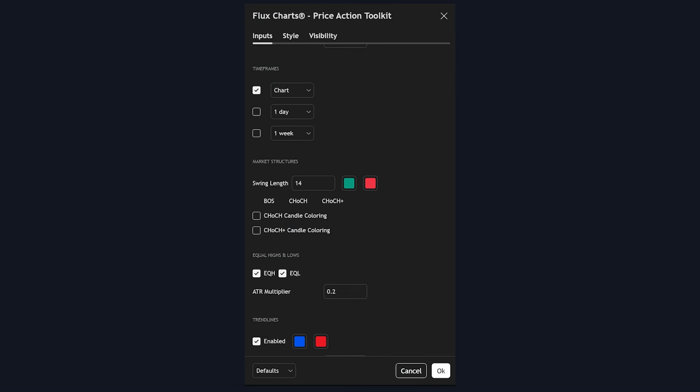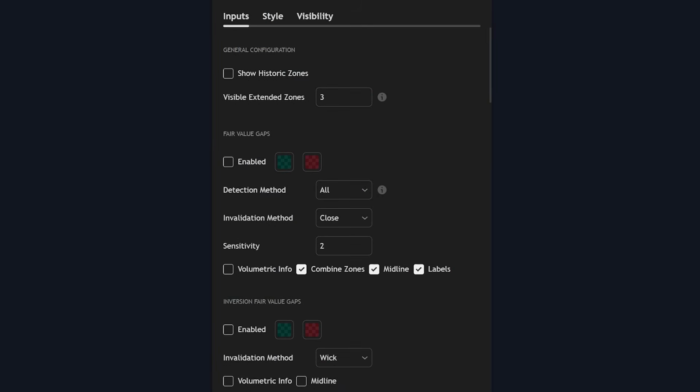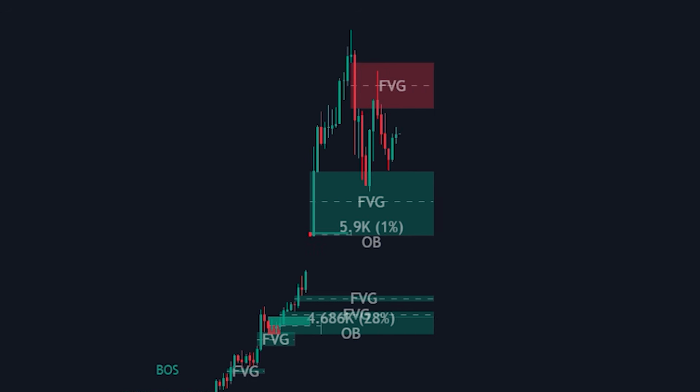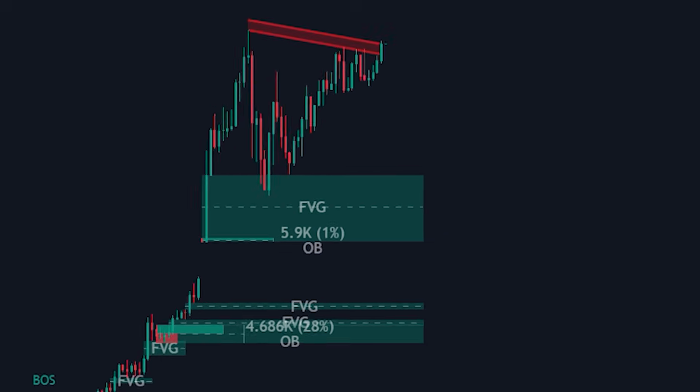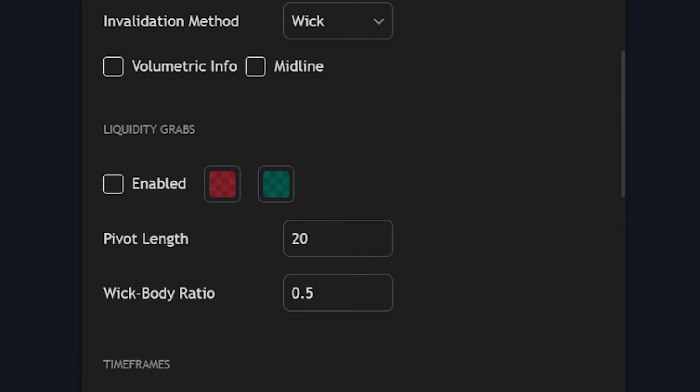When you open the Settings tab, you will see many options to apply to the chart, but for now, let's mark the BOS, CHoCH, and CHoCH Plus in the Market Structure section to get these automatically identified. Next, we have the Fair Value Gap section. If you enable this option in the indicator settings, they will appear automatically on the chart without any manual work required. In the Settings tab, increasing the sensitivity removes smaller gaps and only shows the larger, more significant ones that are worth your attention. Finally, we have the Liquidity Grabs feature.